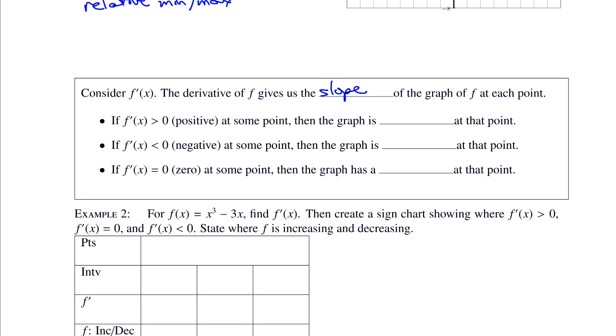Now, in the bullet points, f prime is greater than 0. So think about the scenario. If f prime is the slope, what do we know about a function that has a positive slope? What is the function doing at that point? It is increasing. So a positive slope on a function means that that function is increasing. If f prime is less than 0, in other words, if f prime is negative at some point, then what is the graph doing at that point? It is decreasing.